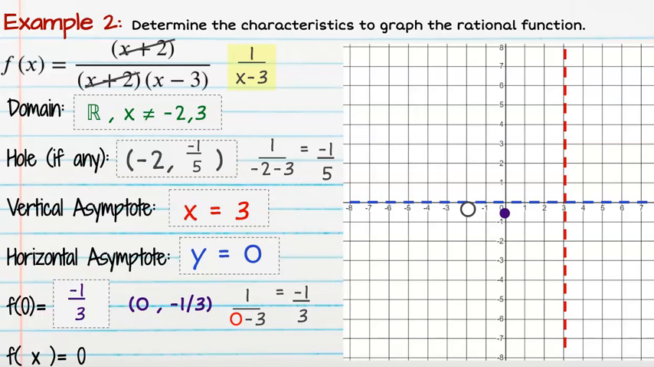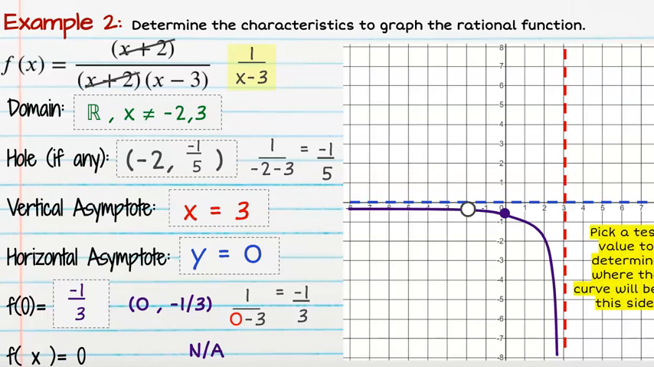Finally, let's find the x-intercept. Let's set it equal to 0. But wait, we have a problem. We can't set the numerator equal to 0 because there are no x terms left. So remember, it is possible to not always have an intercept. So we can sketch in the left side of the graph. However, we do not have a point on the right side of the graph.